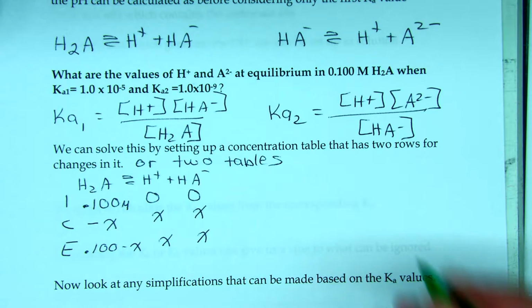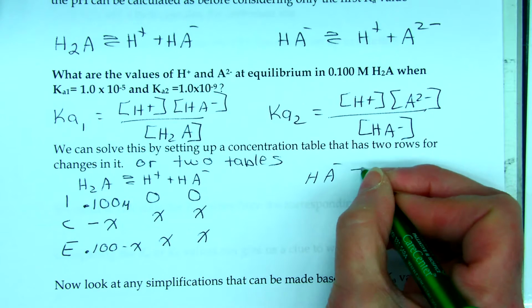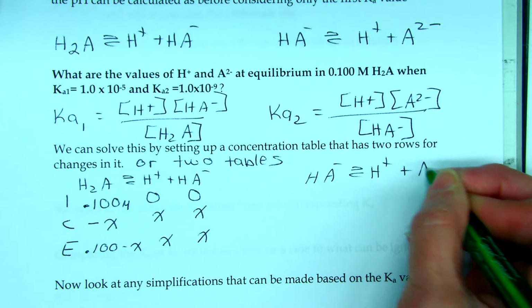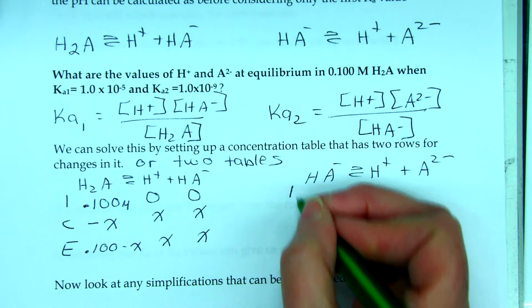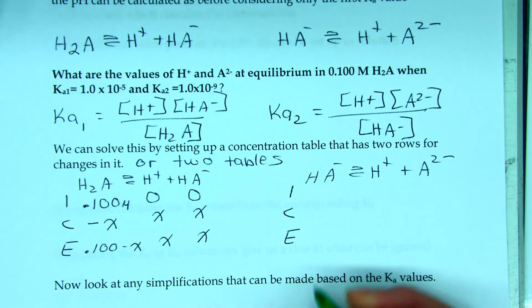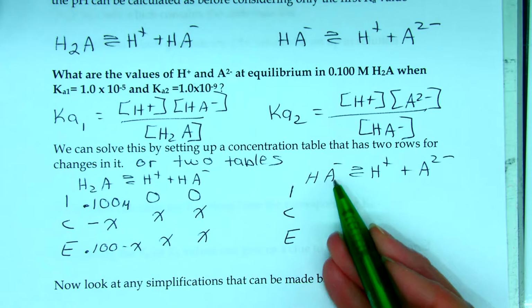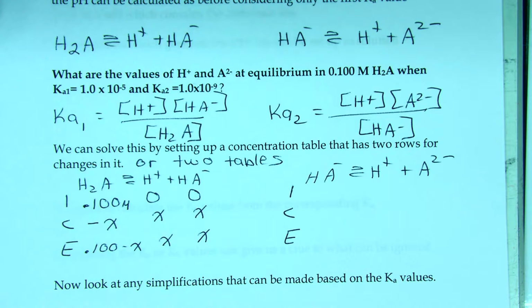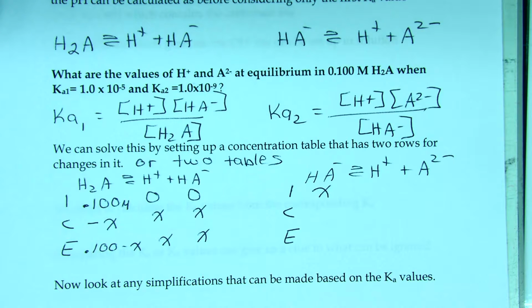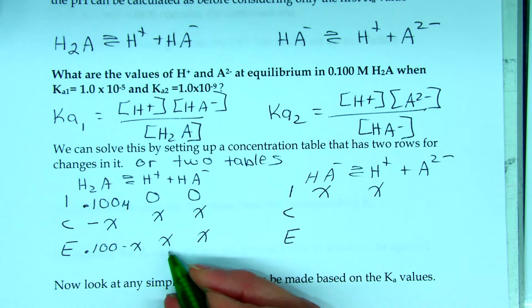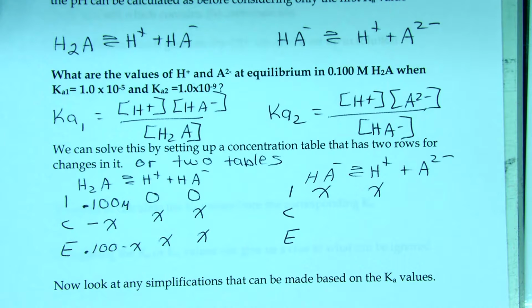Now let's look at the second ionization. HA minus gives us H plus and A2 minus. Here's where things get a little different and you have to think your way through. We set up our ice chart. What is my starting concentration of HA minus when it's only been produced from the first equilibrium? X. Okay, it's not 0.1 molar. Now I have a variable in here. I start at X. What's my starting concentration of hydrogen ion? X, because I made X hydrogen ion from the first equilibrium. What's my concentration of A2 minus? 0.